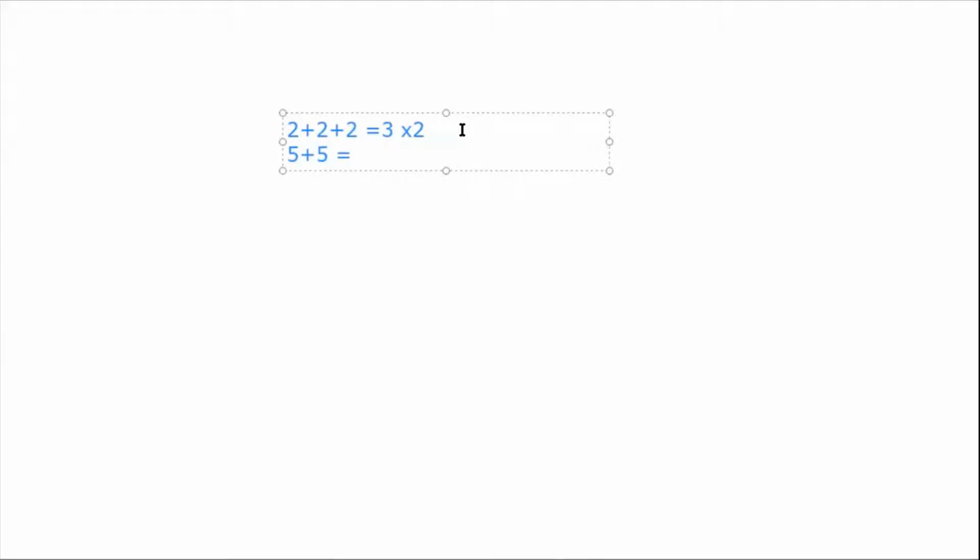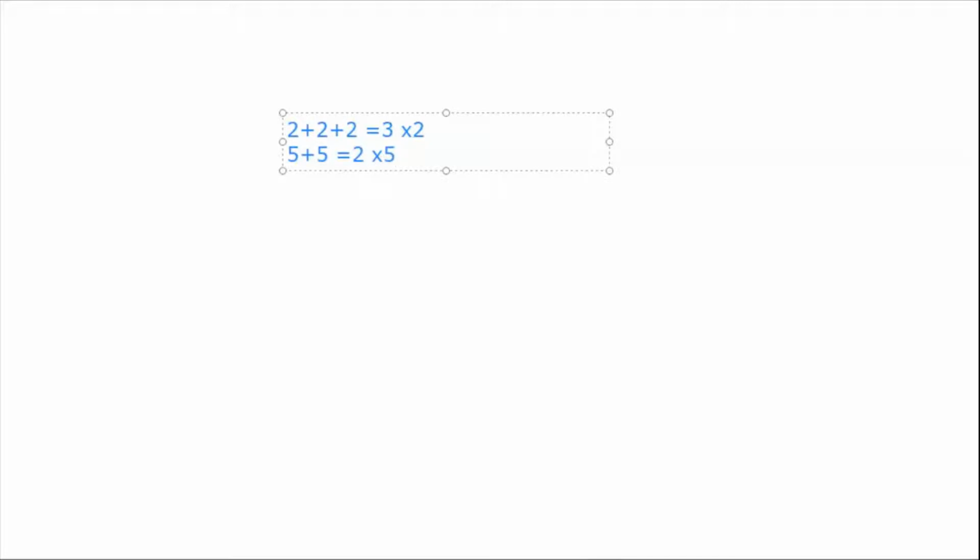Abuzar, you tell me how many times 5 I have written. Show it with your hands. How many times? Very good. It is 2. So you can write it like this: 2 times 5. Are you getting it?